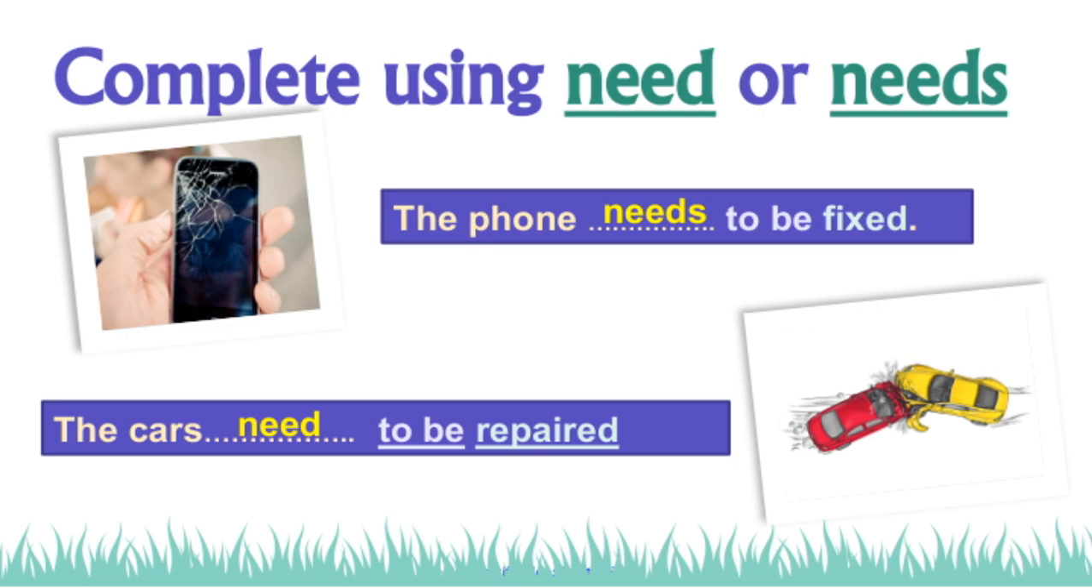So when we say, the cars need to be repaired, we're using need because cars is plural. It's like saying that multiple cars require fixing. On the other hand, when we say, the phone needs to be fixed, we're using needs because phone is singular. It's a simple way to show that just one phone requires attention. The key point here is that need is used with plural nouns, and needs is used with singular nouns. This little difference helps us communicate clearly whether we're talking about one thing or many. Remember, this concept connects to the overall theme of proper grammar usage, which is essential for clear and effective communication.